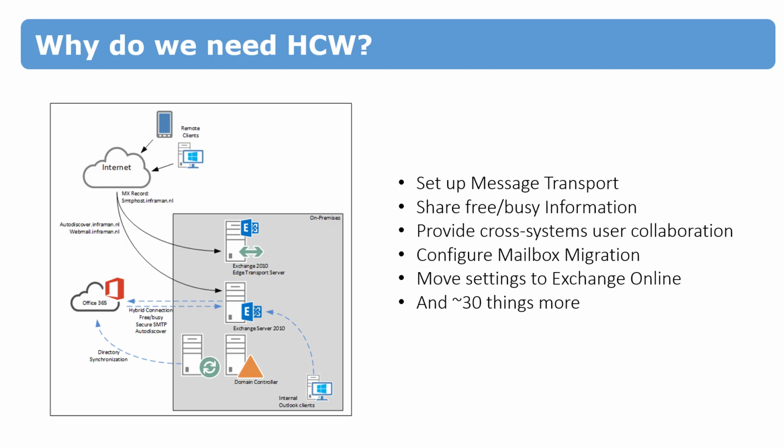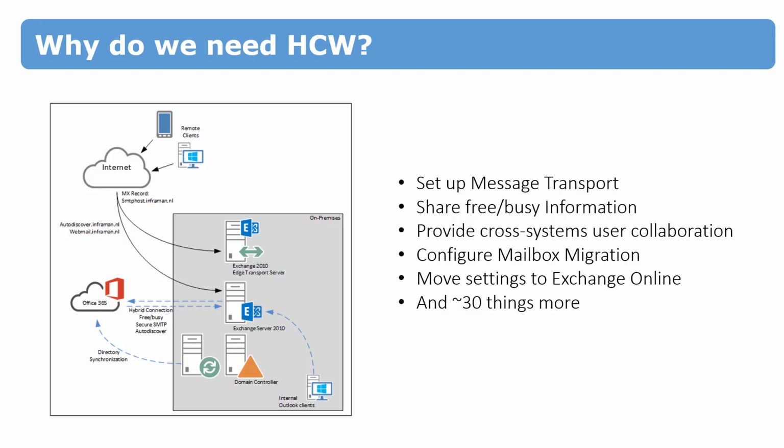We can only migrate for months if the migration process is transparent to end users. To get this transparency, we need to set up coexistence between the two mail systems. And you could ask me, what does transparency mean? It means that things like message transport, mailbox moving or mailbox migration, common global address list, free/busy, and full access must be working for both systems and must be working between systems.